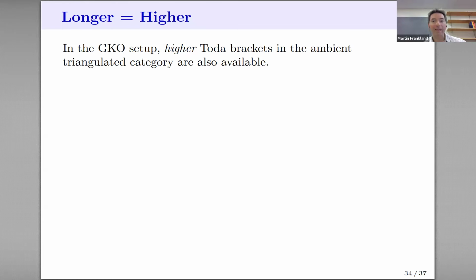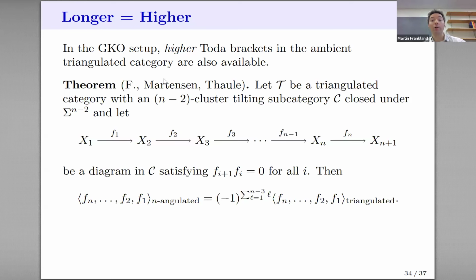But it's available. You might wonder, well, are they related? And yes, indeed they are. If you have this Geiss, Keller, Oppermann setup, triangulated category, cluster tilting subcategory in it, and you take n composable maps in the subcategory, on the one hand, you can compute the Toda bracket that I defined a few minutes ago. That's the left-hand side.